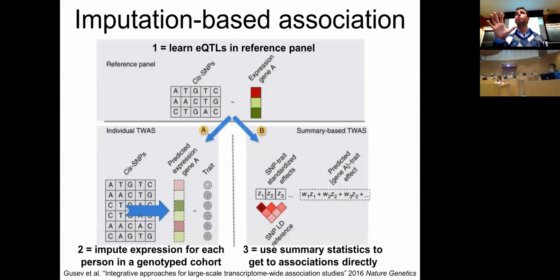Who's with me on this one? Raise your hand. Awesome. Very cool. So there's the reference underneath, Gusev et al. And I really encourage you to read this paper.